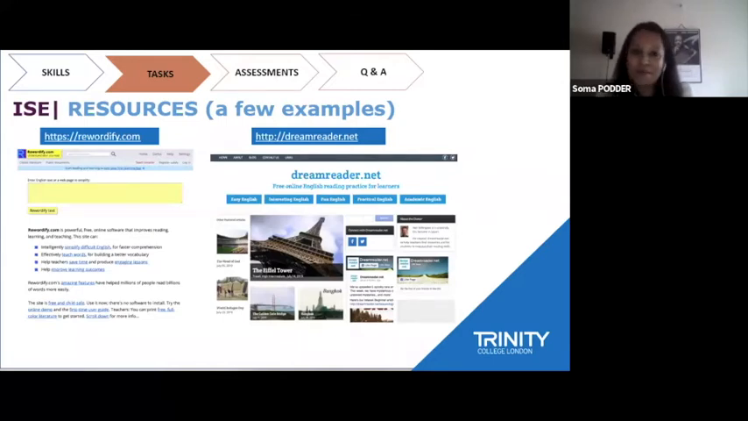The other website is dreamreader.net. It's really a dream because it has many categories. So you have categories as diverse as supernatural, popular culture, science, fiction, you name it, it's there. And the best part is it also gives you levels. So you have a beginner level, intermediate, and also advanced level. So all you need to do is you choose your category, you choose which genre you want. There you have enough and more reading comprehension passages. So that's all you need to do.